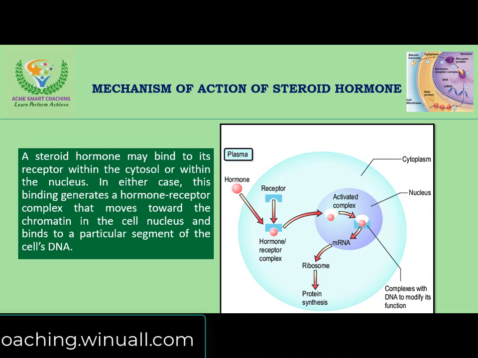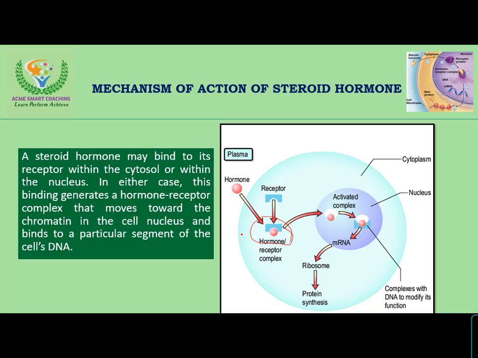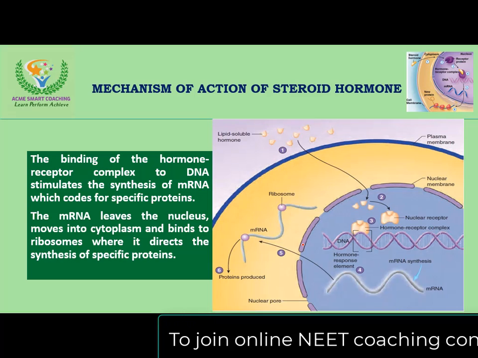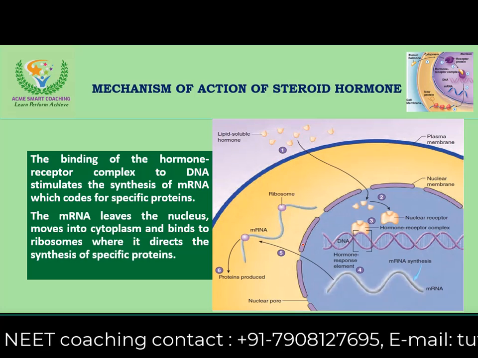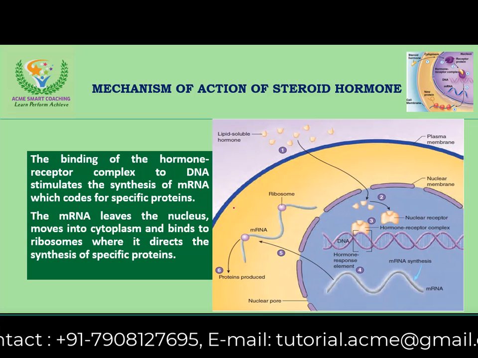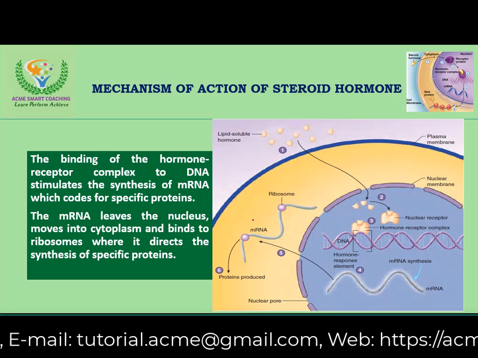Now when a steroid hormone binds to its receptor within the cytosol or within the nucleus, in either case this binding generates a hormone receptor complex. Here this is the hormone receptor complex after binding, and this complex moves towards the chromatin in the cell nucleus and binds to particular segments of the DNA. When the hormone receptor complex binds to the DNA, it stimulates the synthesis of mRNA, which codes for a specific protein.